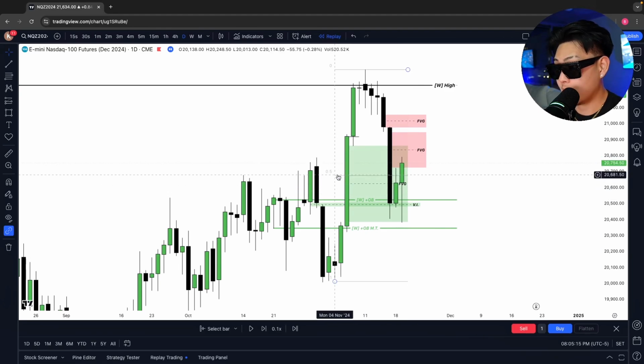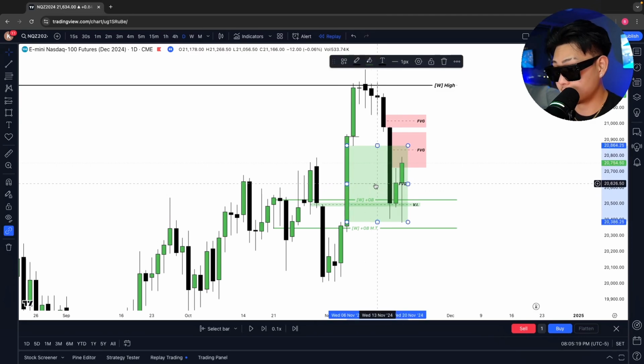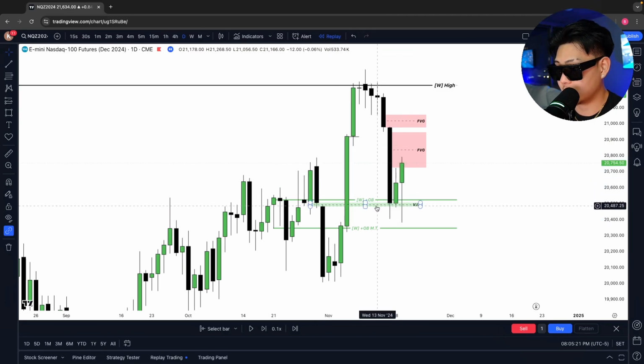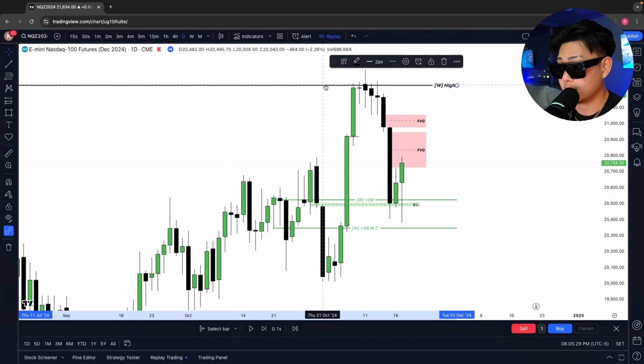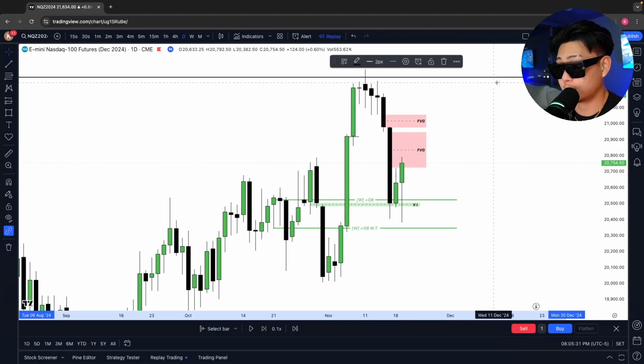Now at this point, I am going to delete this because the chart's getting a little crowded. I'm also going to delete this fair value gap because we have this one supporting us down here along with the order block. And I'm going to mainly pay attention to these two fair value gaps and this new high that we ended up creating up here.